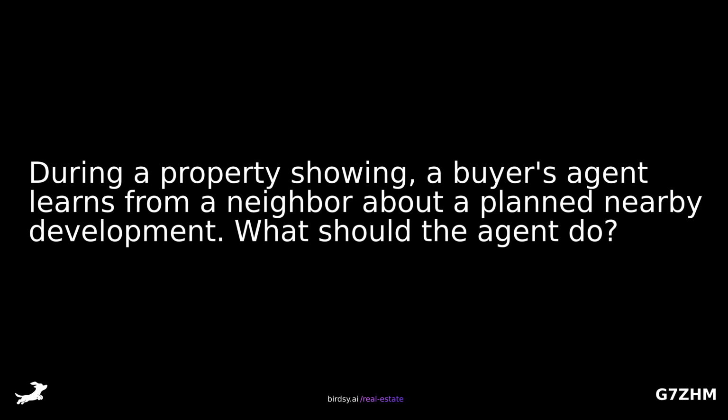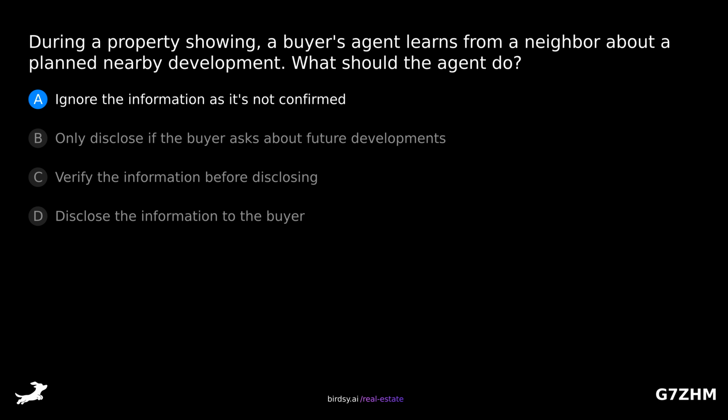During a property showing, a buyer's agent learns from a neighbor about a planned nearby development. What should the agent do? Is it A, ignore the information as it's not confirmed? B, only disclose if the buyer asks about future developments? C, verify the information before disclosing? Or D, disclose the information to the buyer?